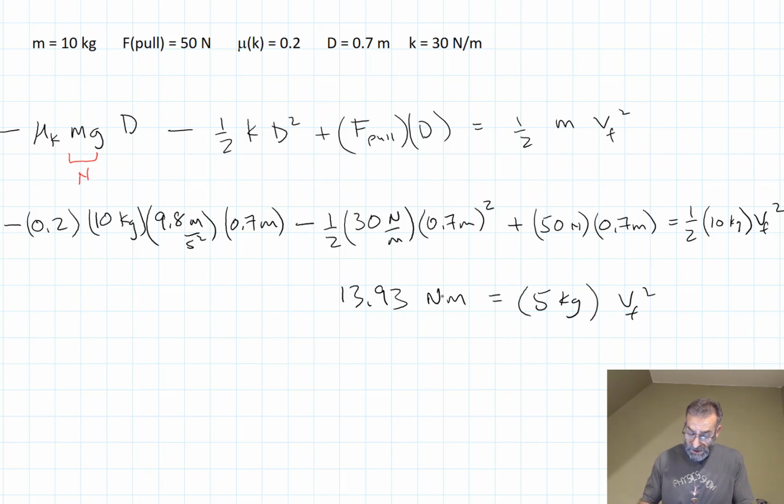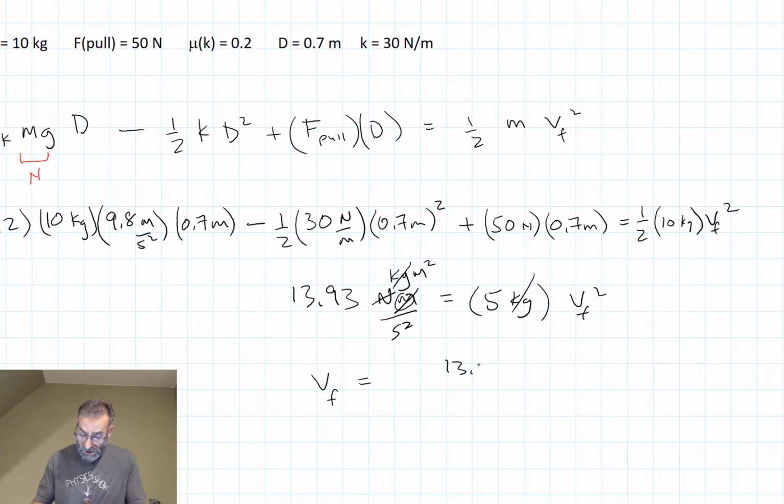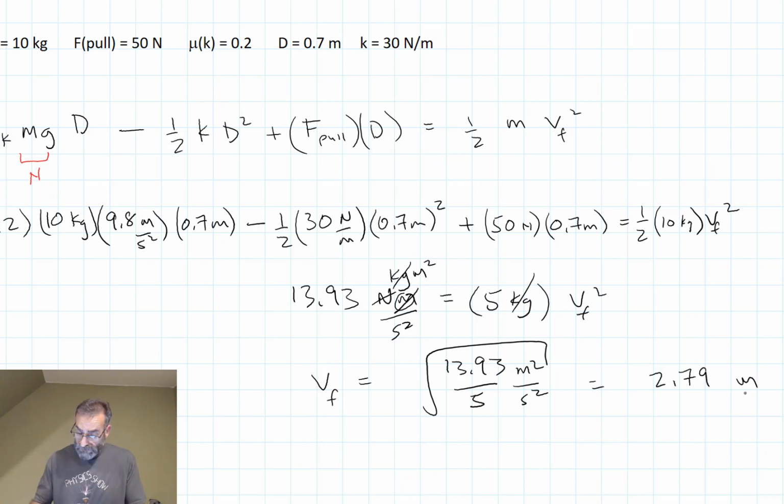We said a Newton was a kilogram meter per second squared. So the meters from here and the meters there gives me a meter squared. And the kilograms cancel. And I get my final velocity is the square root of 13.93 over 5 meters squared over seconds squared, which gives me 2.79 meters per second.